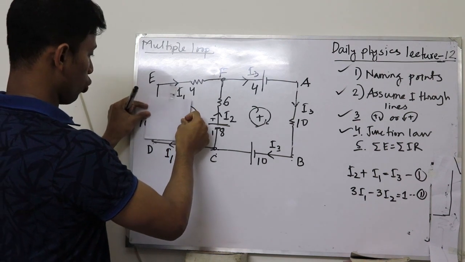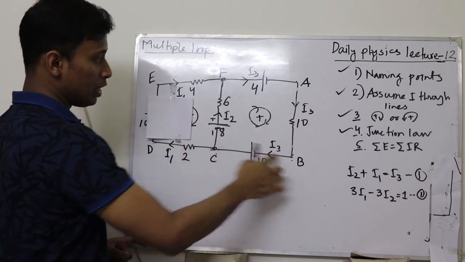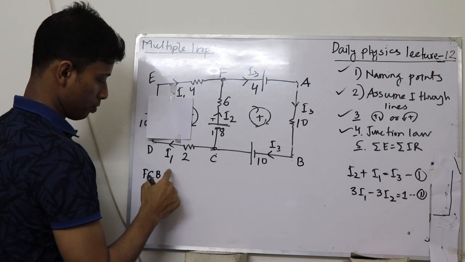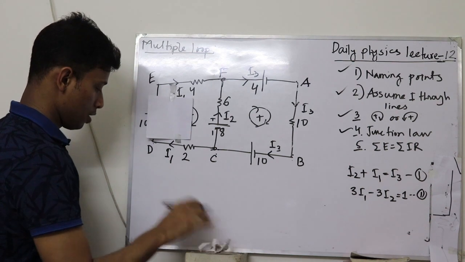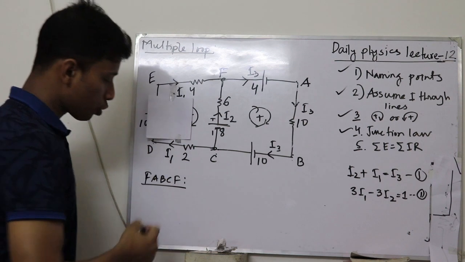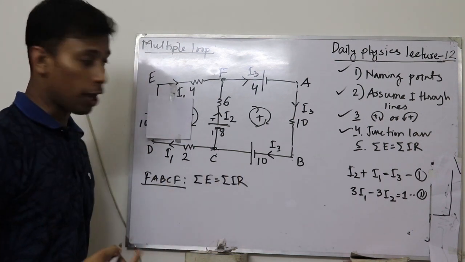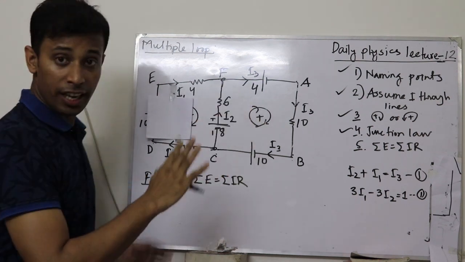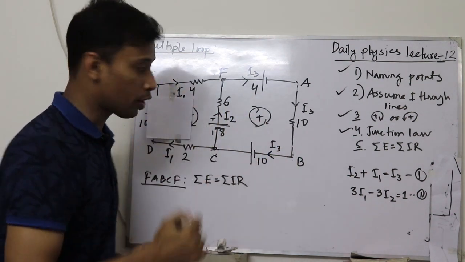So let me cover this. The right loop: F, C, B, A, F. F, A, B, C, F. Use Kirchhoff's law. Summation of E is equal to summation of IR. How many cells are here? We have 1 cell, 2 cells, 3 cells. We have 3 cells.